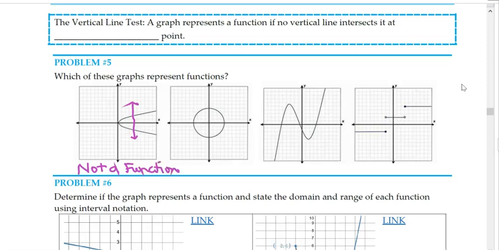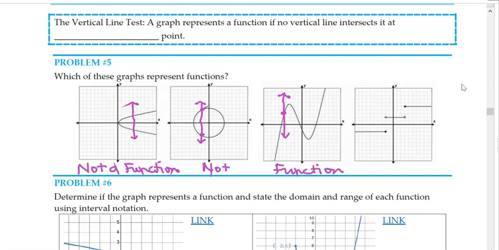Okay, similarly, with this circle, if we draw a vertical line anywhere along there, we can see it is going to hit in 2 places again. So again, this is not a function. Now in this one, anywhere we put a vertical line, we'll see it's only going to cross that at one place. There's no place along here we can put a vertical line where it will hit more than once. So this one is a function.